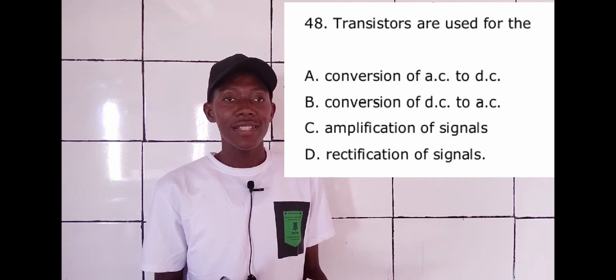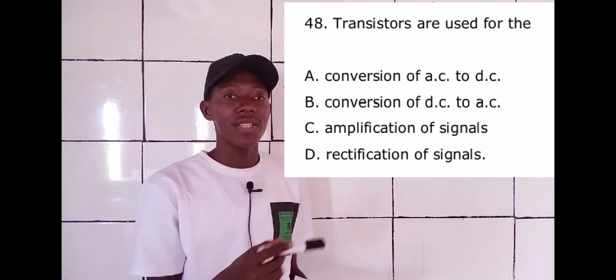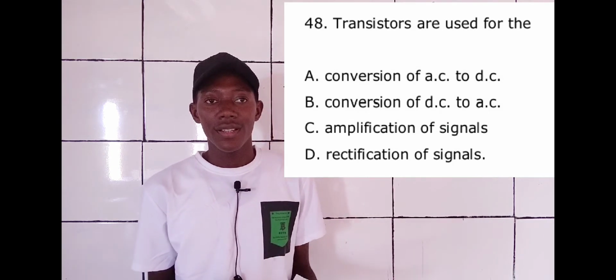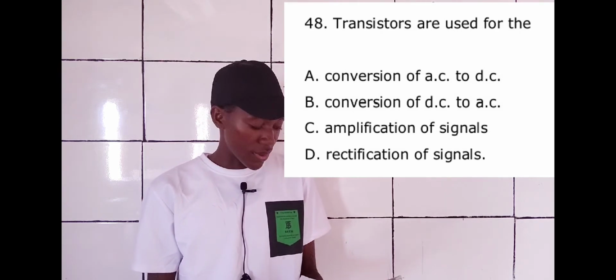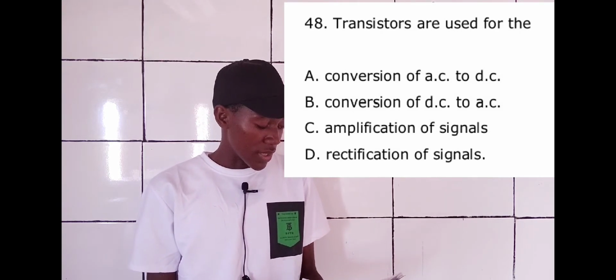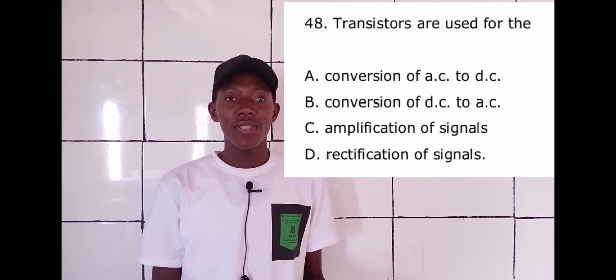And AC actually stands for alternating current, and DC stands for direct current. Most students make the mistake of calling it air conditioner, but it's actually alternating current. I believe that answers the question.